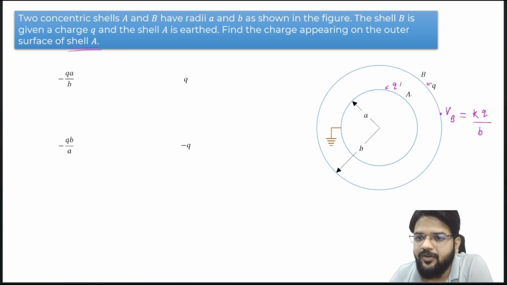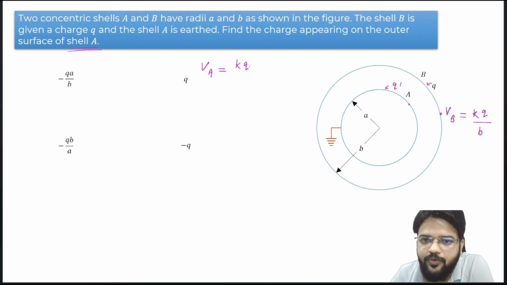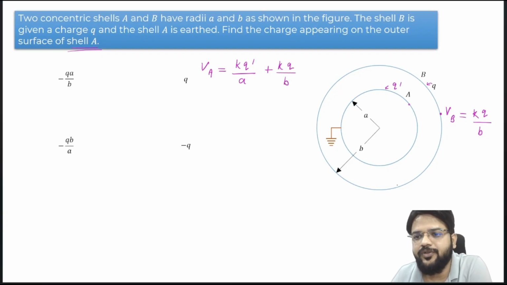Now we want the potential on the surface of A, everyone. If I write the potential on the surface of A, then due to this Q dash charge, the potential on A can be written as K Q dash by A. And due to this B, the potential on A can be written as K Q by B. Correct? This thing we already know.